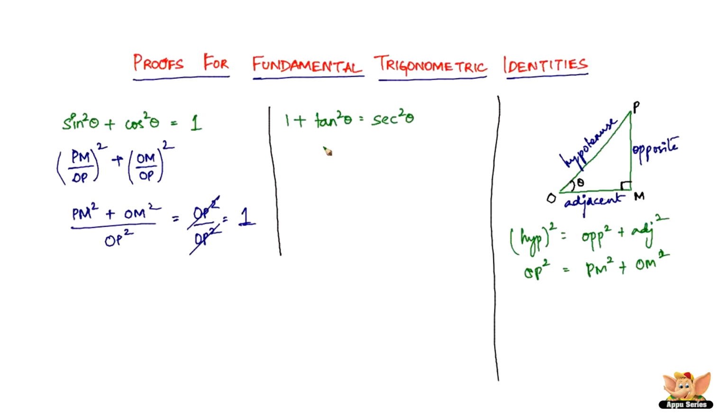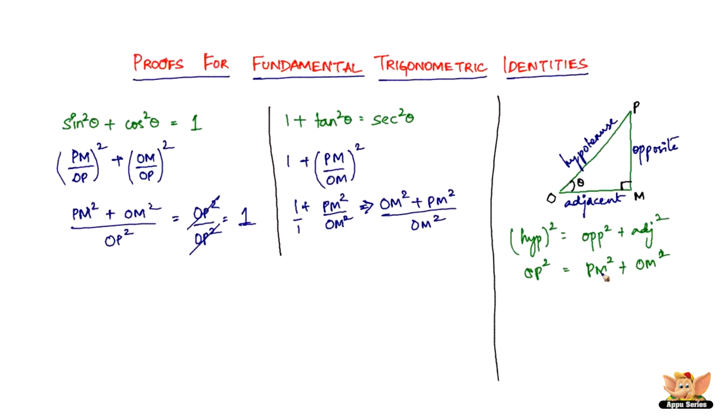The next identity that we have is 1 plus tan square theta equals secant square theta. All that we have to do again is just substitute. So let us take 1 as 1, and tan theta is nothing but opposite by adjacent. Opposite is PM and adjacent is OM, so PM by OM the whole square. So 1 plus PM square divided by OM square. Now here the LCM is going to be OM square, so OM square plus PM square divided by OM square.